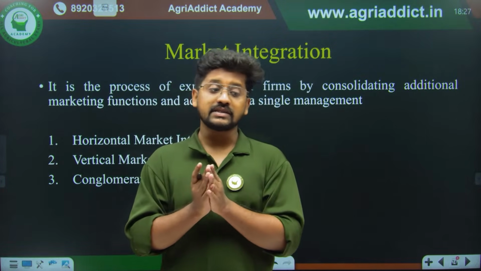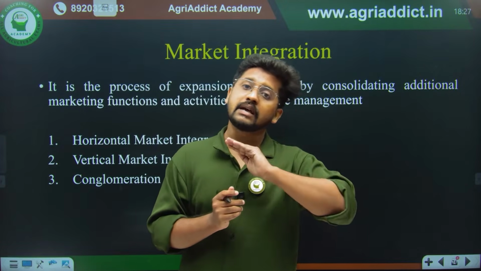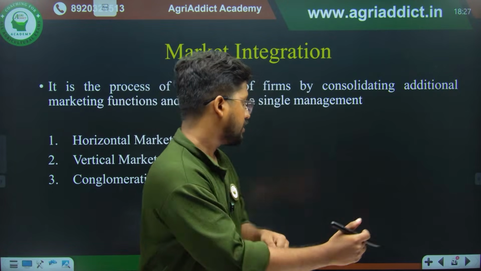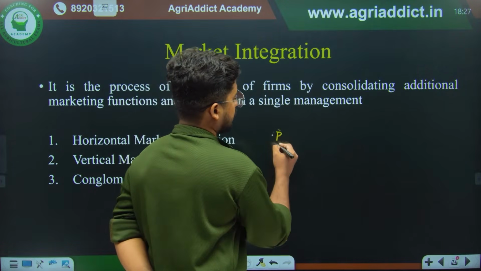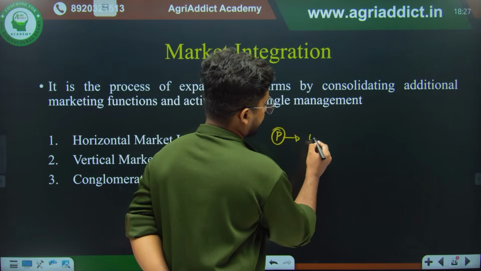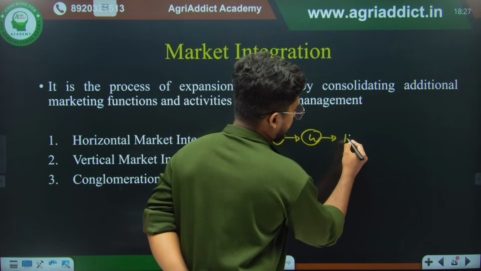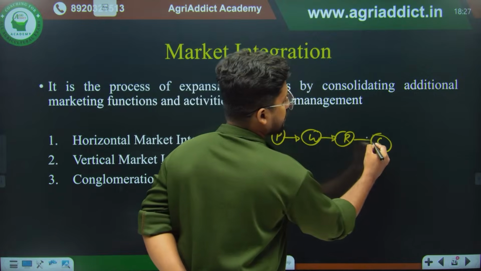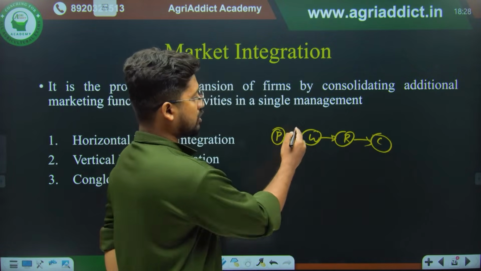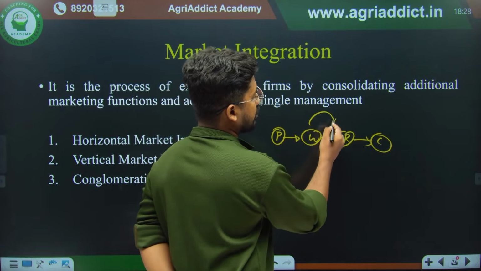Vertical market integration means some unrelated ones, but in the same marketing channel. For example, this is none other than our producer. This is our wholesaler. This is our retailer, and finally we have a consumer. This is a marketing channel, right? What if the wholesaler was actually doing the additional work of a retailer too?